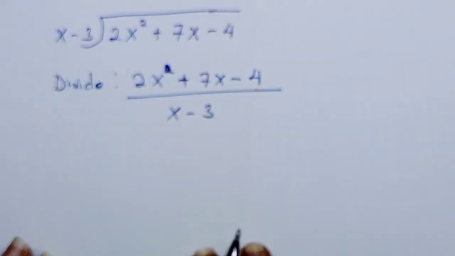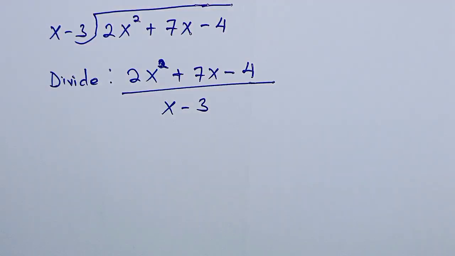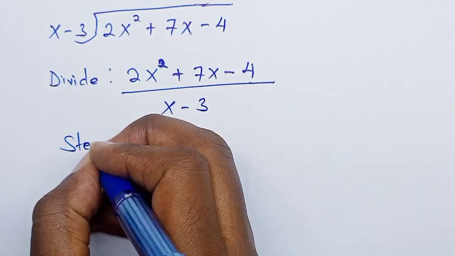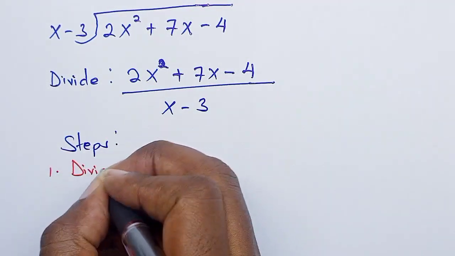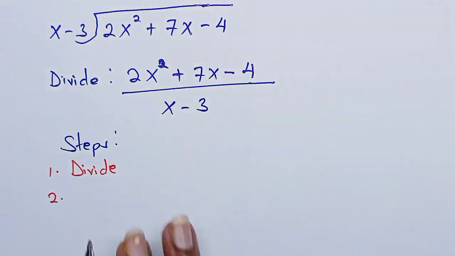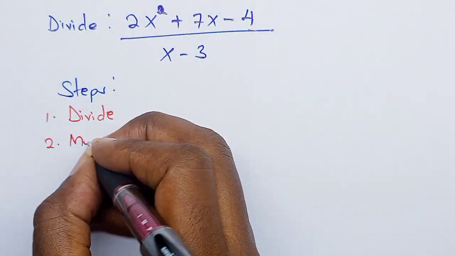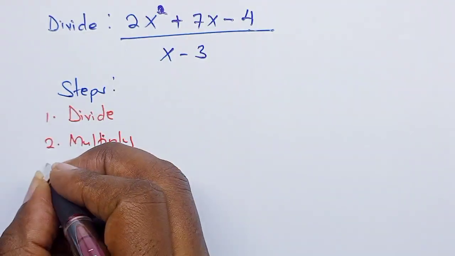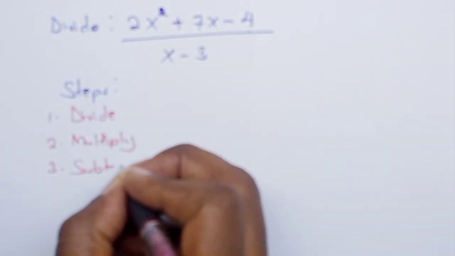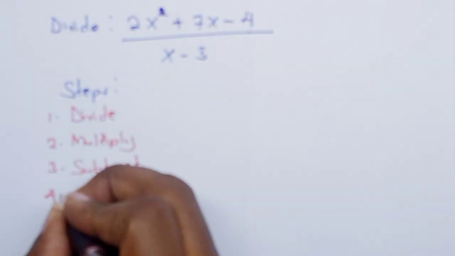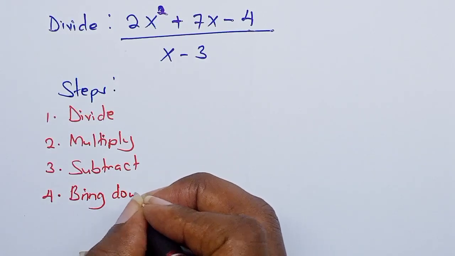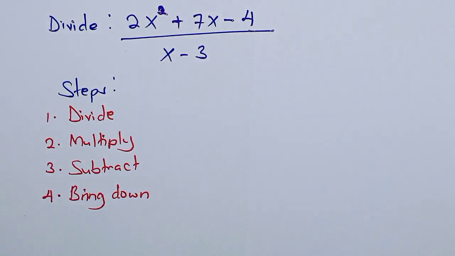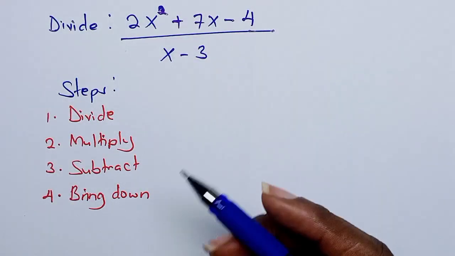Now the steps for long division. Step number 1 is to divide. Step number 2 is to multiply. Step number 3 is to subtract. And step number 4 is to bring down. Okay? So these are the steps we are going to follow to do the long division.